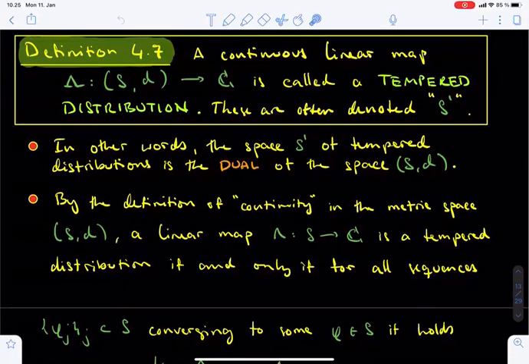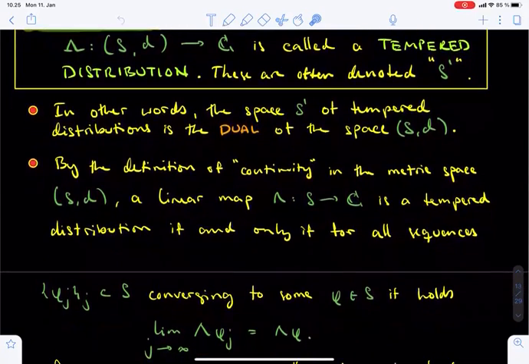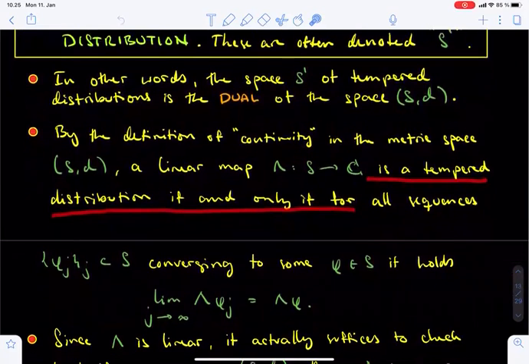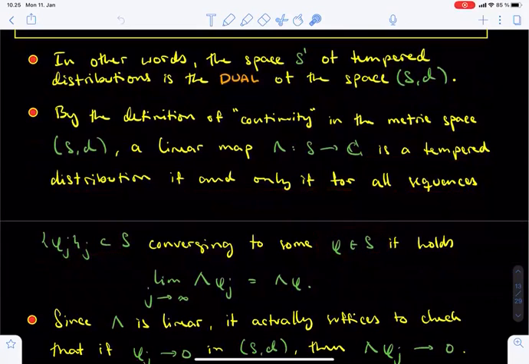Let's digest this definition a little. The first remark is completely trivial. It is just the definition of continuity in a metric space. A complex-valued linear map lambda on the space of Schwartz functions is a tempered distribution if and only if the following holds. For all sequences of Schwartz functions phi j converging to another Schwartz function phi, the complex numbers lambda of phi j converge to the complex number lambda of phi.